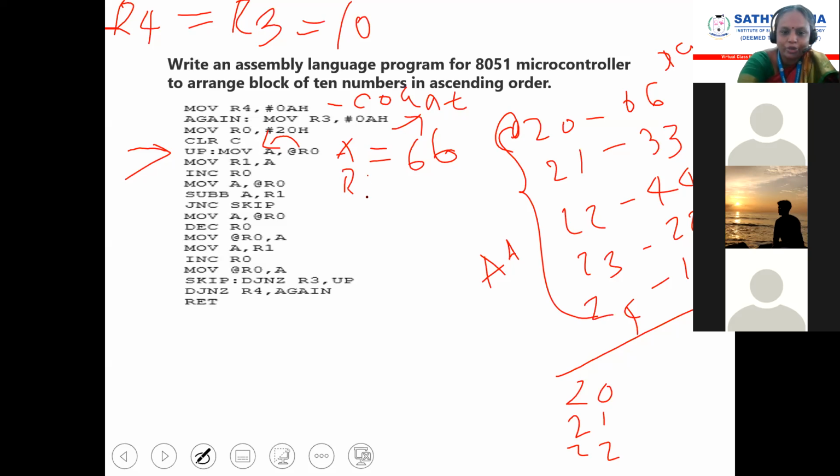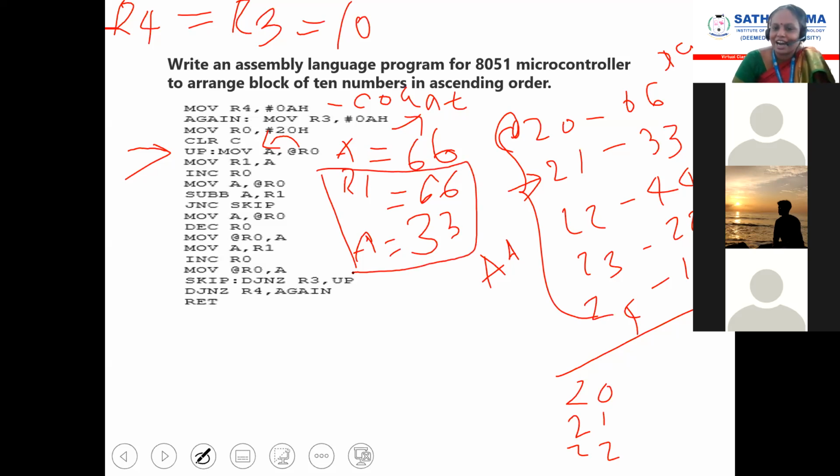What is my R1 value, ma'am? R1 is also 66. Okay. INC R0. INC R0 means what? R0 is 20. So now INC R0, R0 will become 21. Then MOV A, @R0. Now what is my accumulator value, ma'am? MOV A, @R0. 33. Very good.